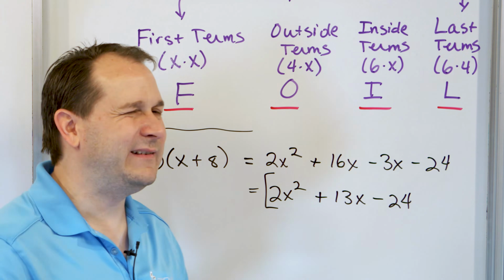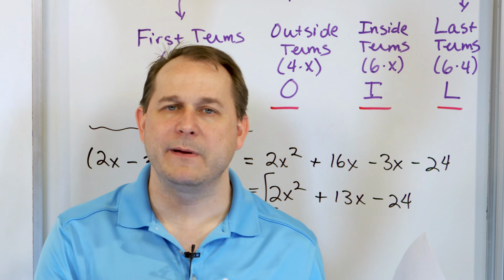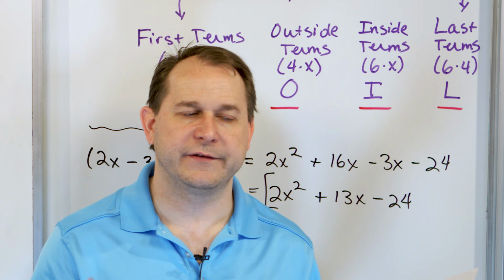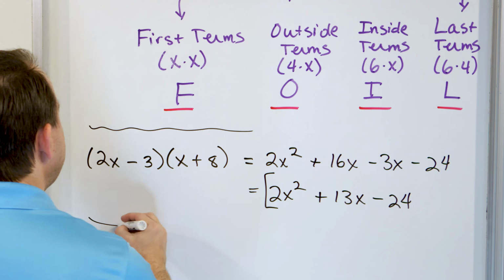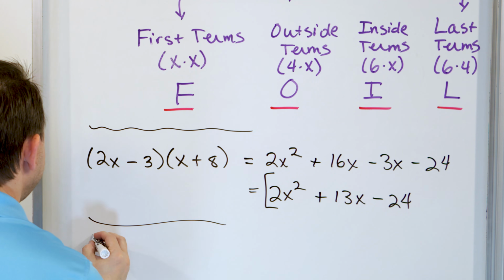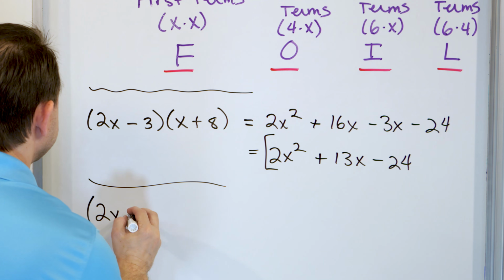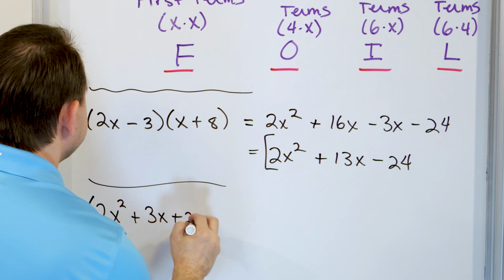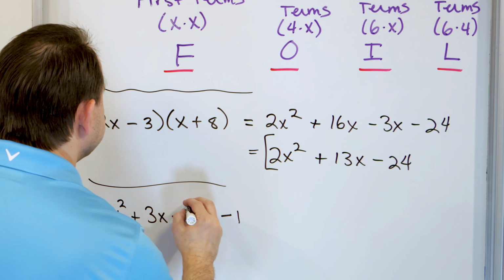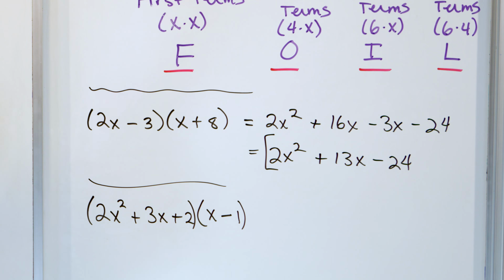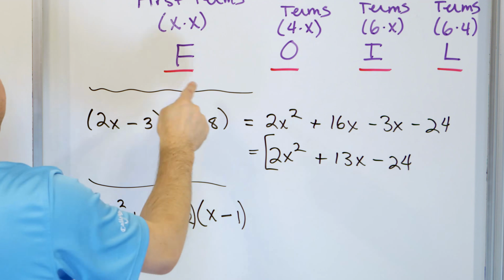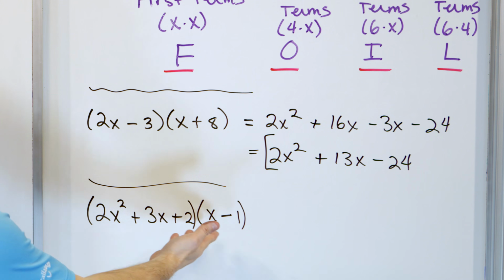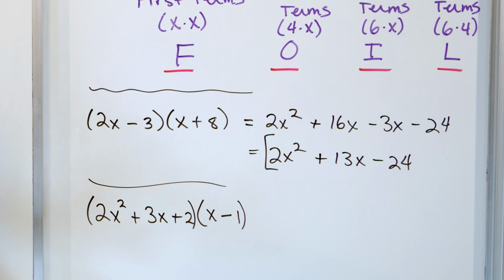So why am I making such a big deal out of it? It's because people memorize this recipe, first, outer, inner, last, but they have no idea why it works. So then, later down the road in algebra, maybe I give you, which we will get to, 2x squared plus 3x plus 2 times x minus 1. You see, if you've learned the FOIL method, first, outer, inner, last, then you have no idea how to multiply this. What's the first terms? What's the outer, inner, and last terms? How do I do it?